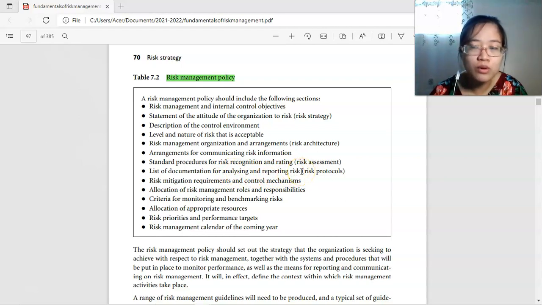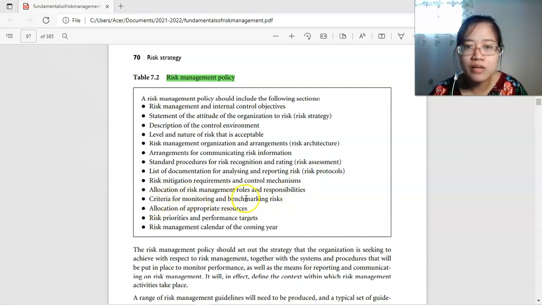So, you have your risk protocols. After identifying the risk, what do we do with them? Okay? How do we deal with them? Risk mitigation requirements and control mechanisms. Parang ganun din. Allocation of risk management roles and responsibilities. Ito parang nag-assign ka na ng sino yung tao na main responsible for dealing with a particular risk.